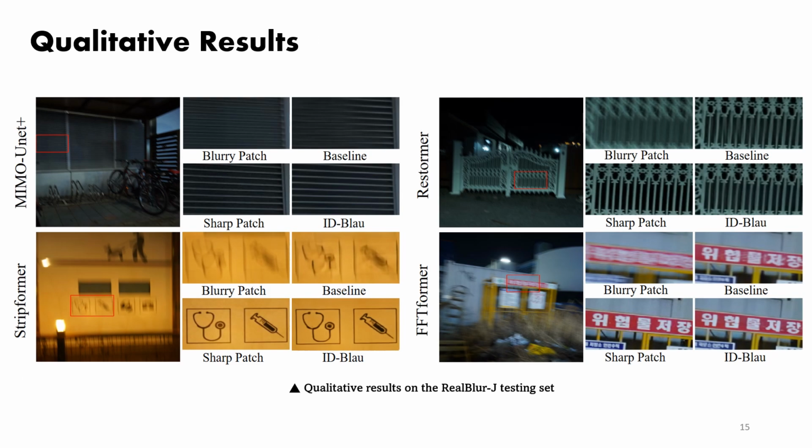These are real-world dataset deblurring visual results. The results show that ID-Blau enhances deblurring visual quality compared to baselines, restoring images that baseline methods cannot deblur and performing well even in unseen dark scenes, restoring details more effectively.